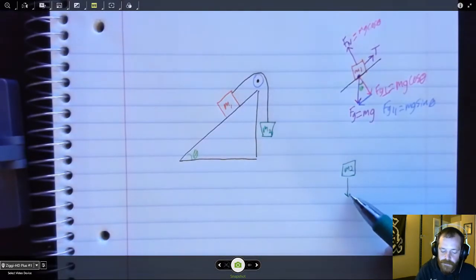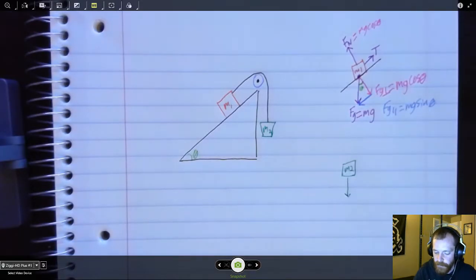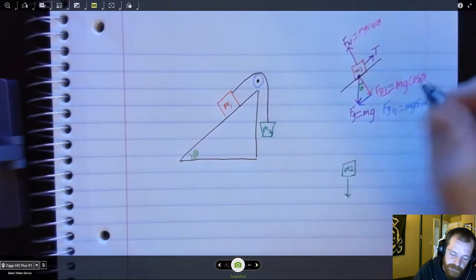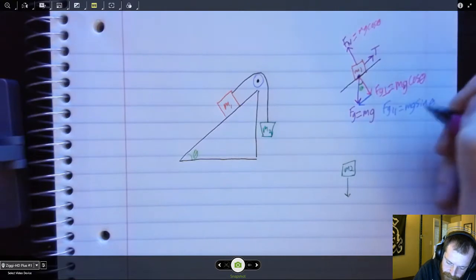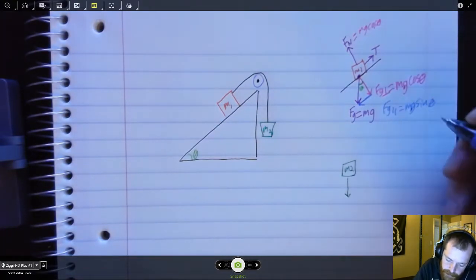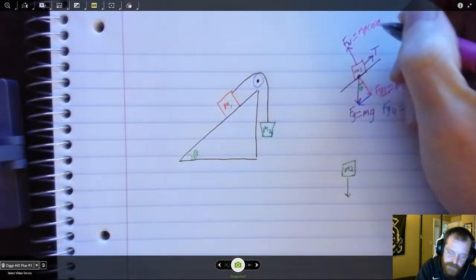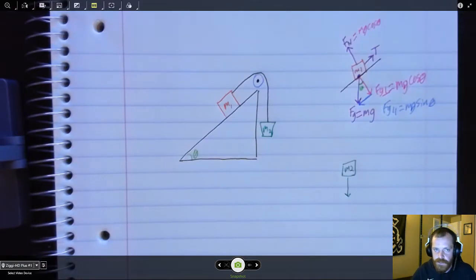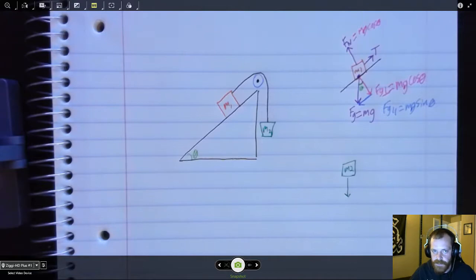Okay, now notice its weight is technically going to be different than M1's weight. And what I should have done, but didn't, was label this M sub 1 g instead of mg. I should have labeled all these M sub 1 g. A big mistake you can make while doing these problems is to confuse the two weight forces. They're both found by doing m times g, but the masses are different. The gravities are the same, but the masses are different, so you have to be careful with that.